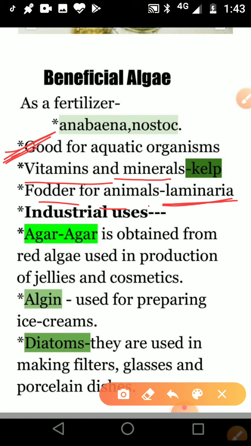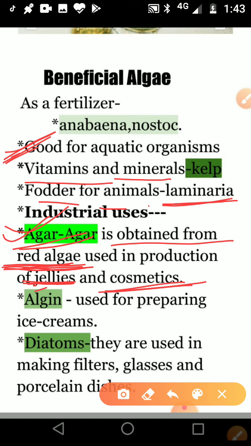Now what is their industrial use? As we can see, agar is obtained from a red algae, and it helps in the production of jellies and cosmetics. If you want to prepare a jelly, you need a gelatinous substance, and that gelatinous substance is agar, which is found in red algae. So it is used in making jellies as well as cosmetics.